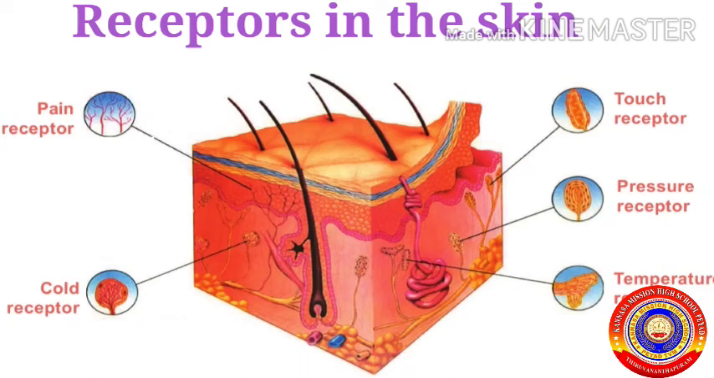Our next topic is the receptors present in the skin. The skin has different types of receptors such as pain receptor, cold receptor, touch receptor, pressure receptor and temperature receptor. When these receptors are stimulated, impulses are produced. These impulses travel through the nerves to the cerebrum and as a result, different types of responses occur.